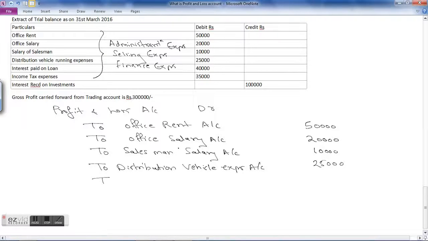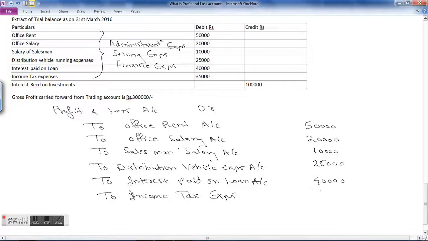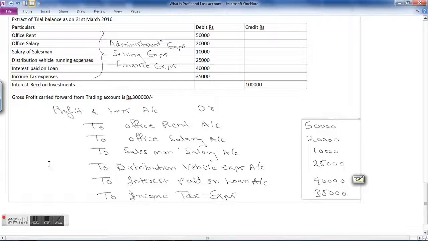25,000. Then to interest paid on loan account. What is the amount? 40,000. Okay, and the last one is to income tax expenses. How much is the amount? 35,000. Now all the individual accounts are credited. Now all the total of this will be debited to your profit and loss account. So this will be the journal entry.